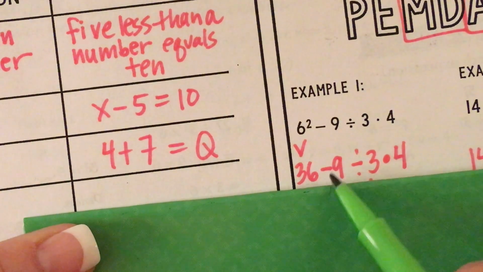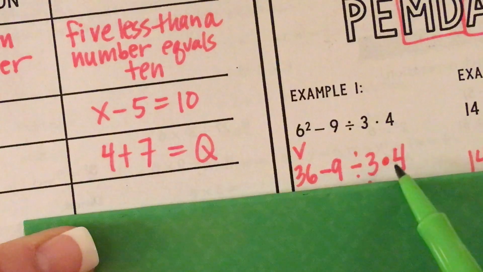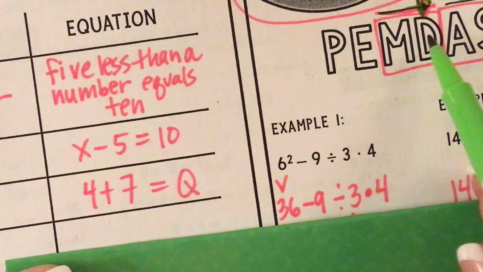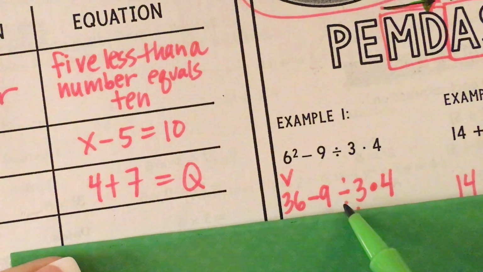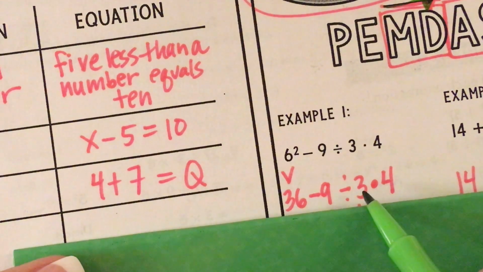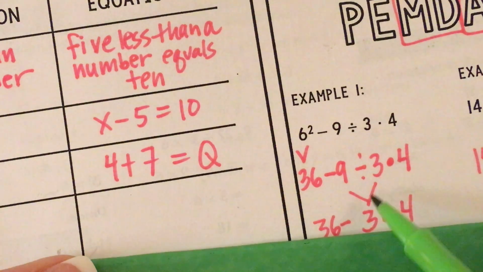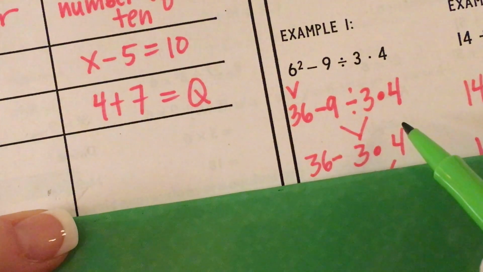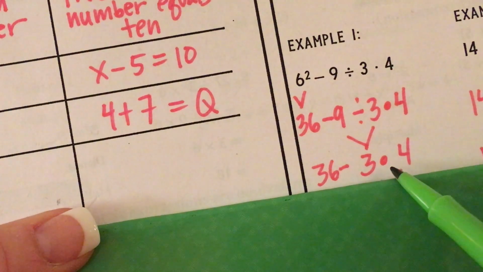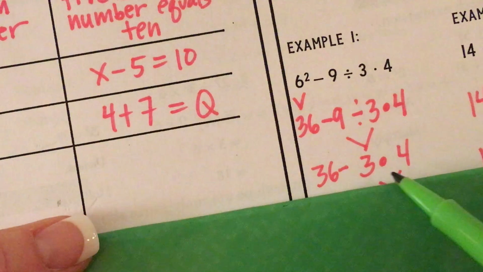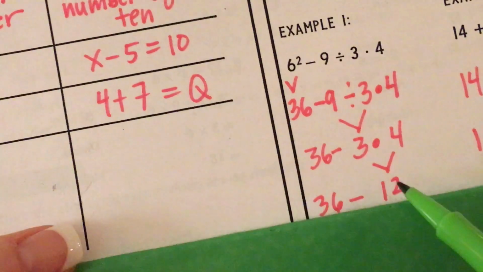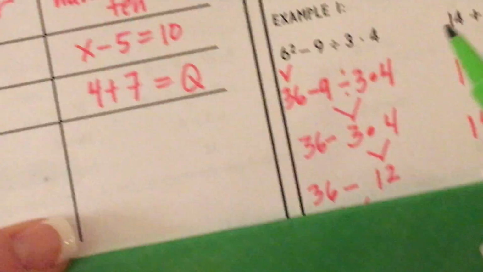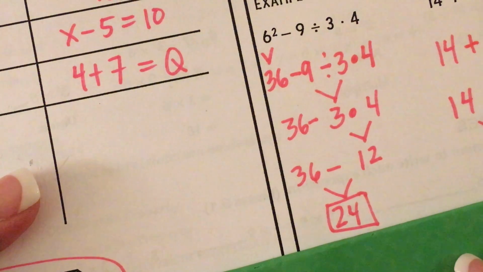Now we've got subtract, divide, multiply. And multiply and divide you do first, left to right. So we're going to divide 9 divided by 3. That's all we do. That's 3. Everything else comes straight down. 36 minus 3 times 4. Now we have subtract and multiply. Multiply goes first. That becomes 12. 3 times 4 is 12. 36 minus 12 is 24. Okay, next example.